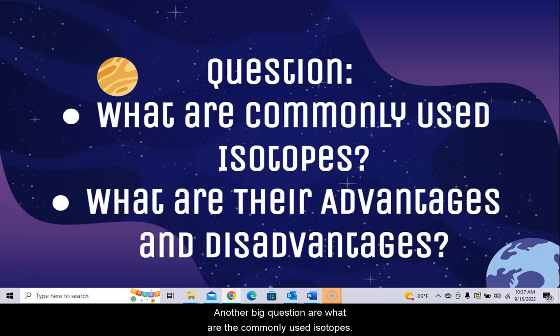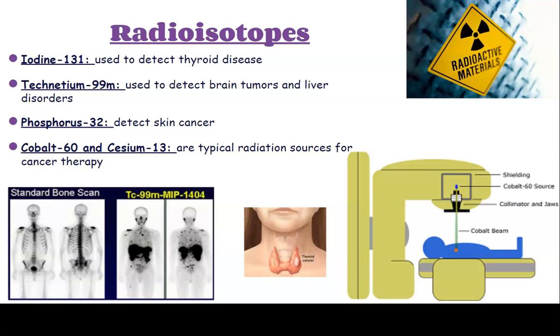Another big question is, what are the commonly used isotopes and what are their advantages and disadvantages, specifically for fusion and fission? So radioisotopes are used in a great variety of medical treatments. For example, iodine-131 is used to detect and treat thyroid disease. Technetium-99 is used to detect brain tumors and liver disorders.